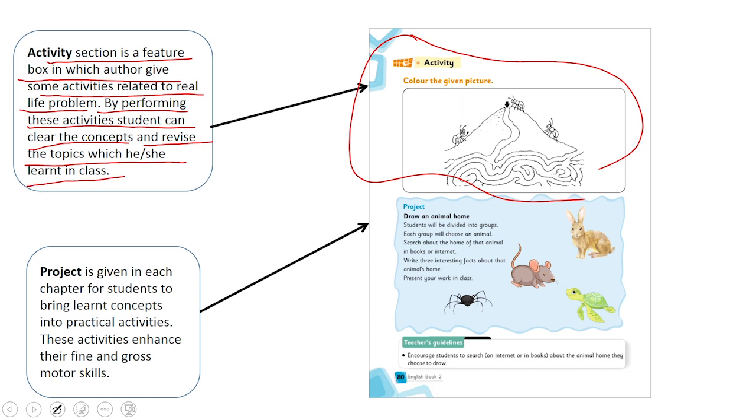For example, this activity is related to the main content of the lesson. For example, this chapter is about ants. So I have given the ants' home to color. The projects. Projects are also very interesting. You will like doing it.